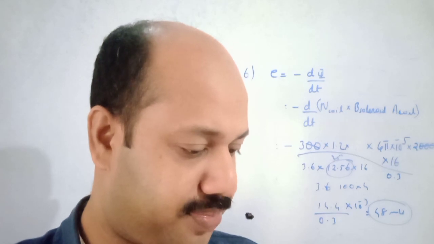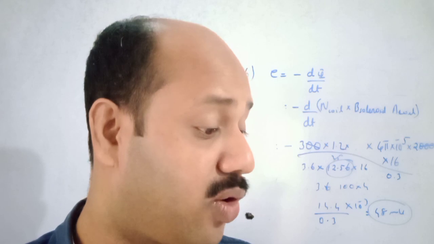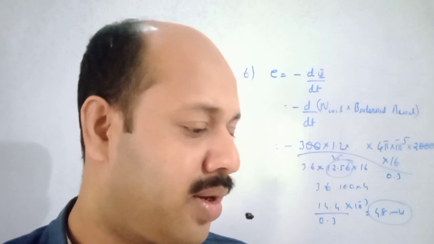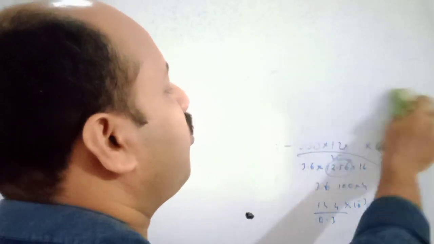Question 7. A small signal voltage V equal to V0 sin omega t is applied across an ideal capacitor. For an ideal capacitor, what will be the phasor diagram? Current leads and the voltage lags. Yes, voltage lags behind the current. Current lags voltage, that is wrong.